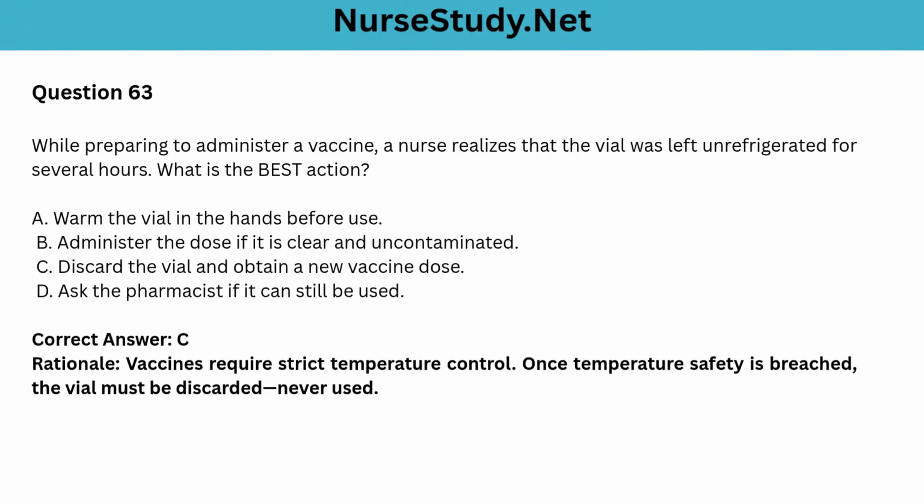Correct answer C. Rationale. Vaccines require strict temperature control. Once temperature safety is breached, the vial must be discarded, never used.